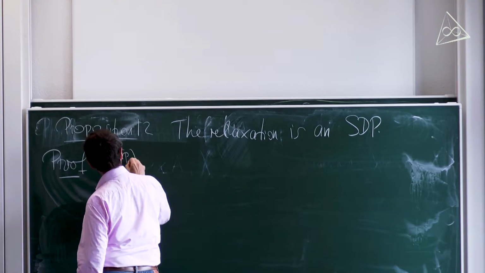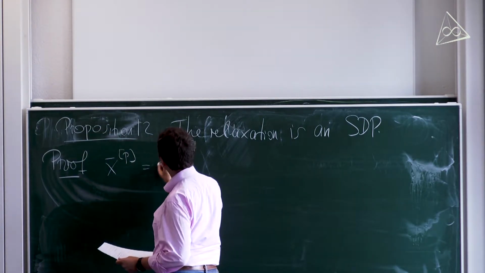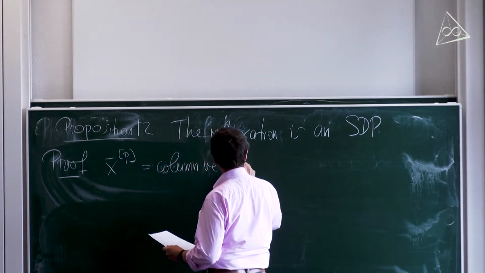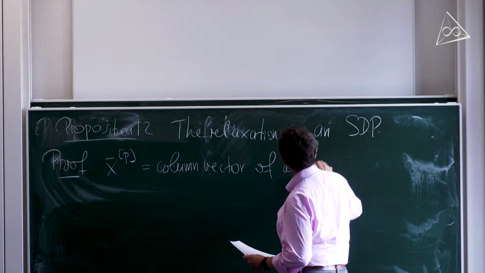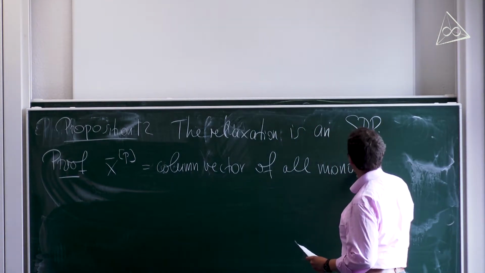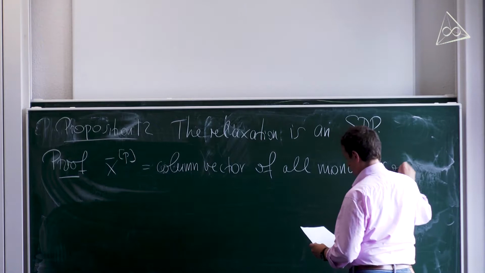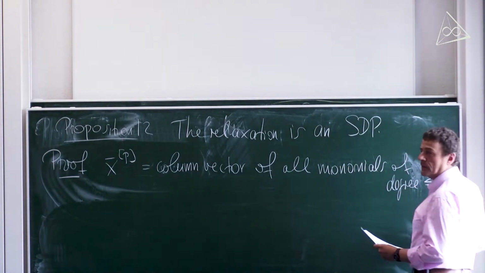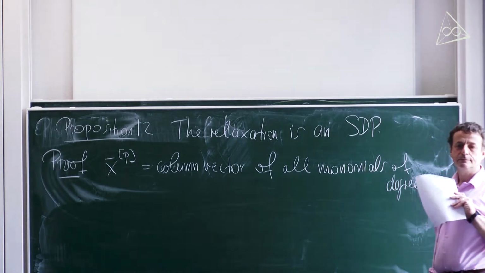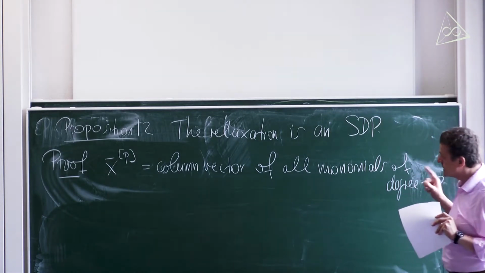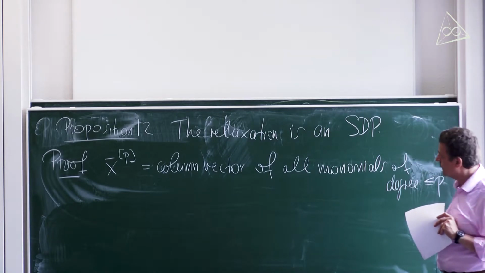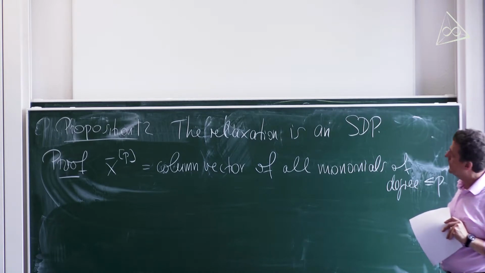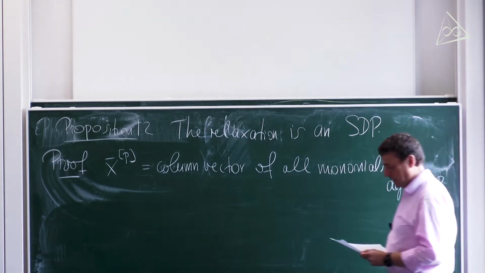A little bit of notation. I'm going to write x bar upper p for the column vector of all monomials in n variables of degree at most p. Is that a question? Okay. So x upper p is the column vector of all monomials of at most middle degree. Remember, I have this even degree thing, and I list all the monomials.